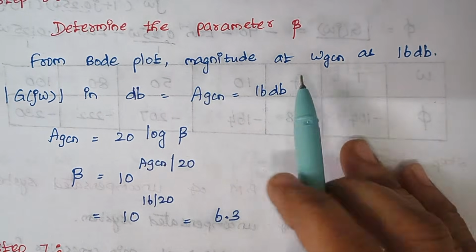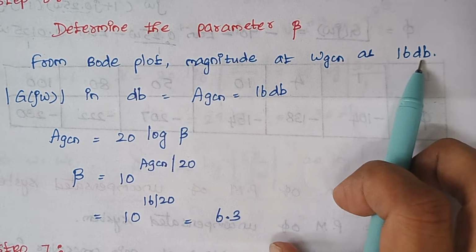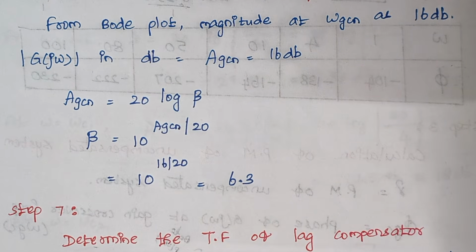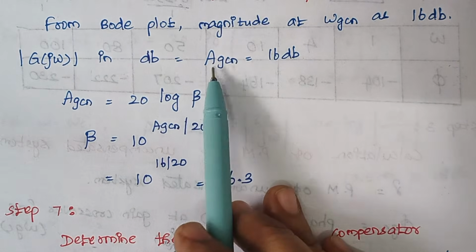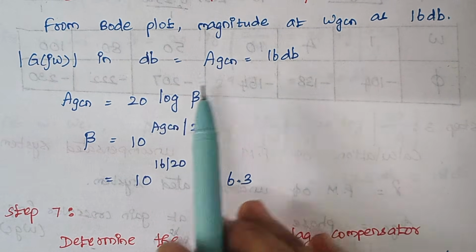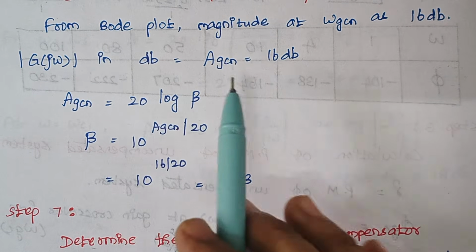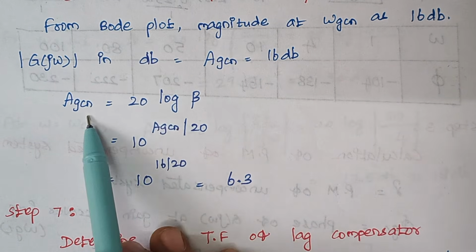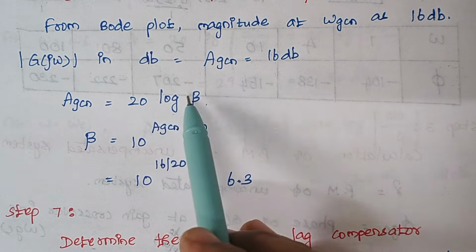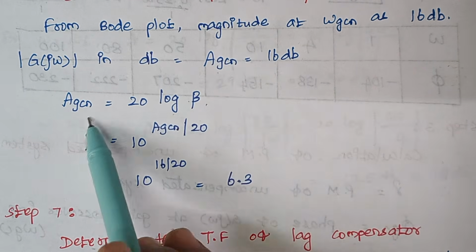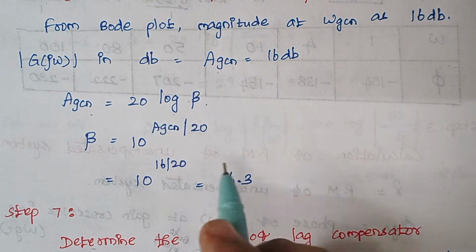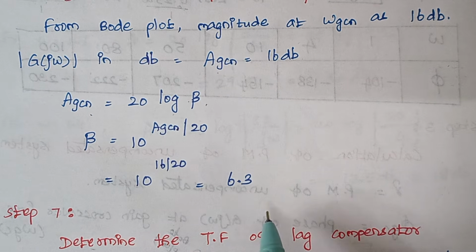So that is why here you see the magnitude is 16 dB, right? So the formula here is AGCN, that is the magnitude at the new gain crossover frequency, which is 16 dB. Since it is in dB, the other formula for this magnitude is 20 log beta, right? Now we are going to equate these two terms because both are magnitudes. So when you equate, the value of beta is found to be 6.3, right?